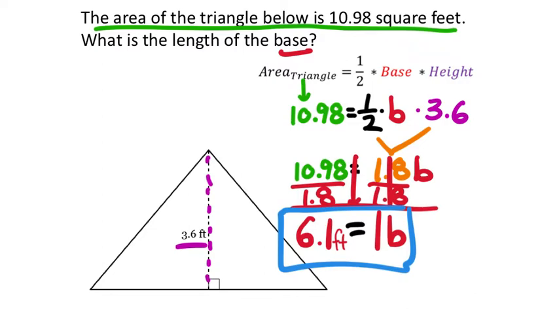Now, of course, if they had given us the base length, then we would have just plugged it directly into this formula, and we would have been done. But we can see, really, the calculator is still doing a lot of the heavy lifting. I did 1/2 times 3.6 in the calculator, and then I divided by 1.8 in the calculator. It's still doing all the work for me.